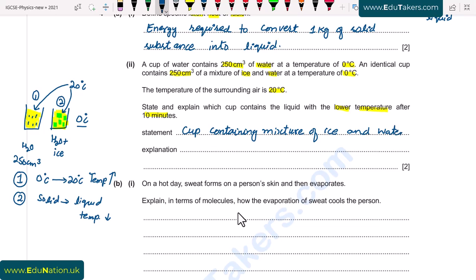This cup has lower temperature after 10 minutes when temperature increases up to 20 degrees C. In the explanation, I write that the mixture of water and ice will remain at 0 degrees C until all ice melts.